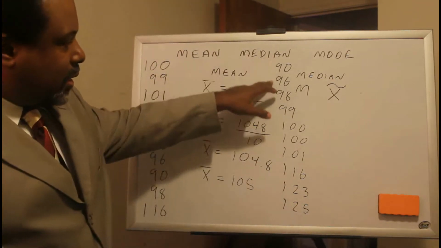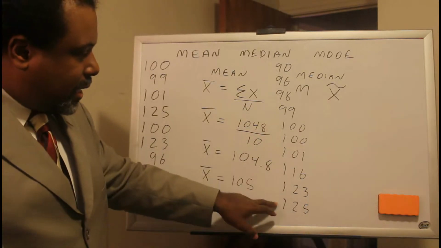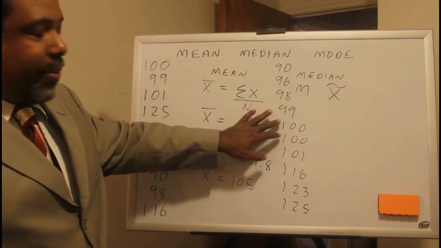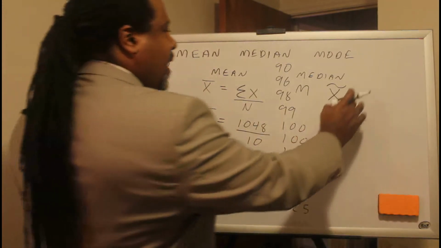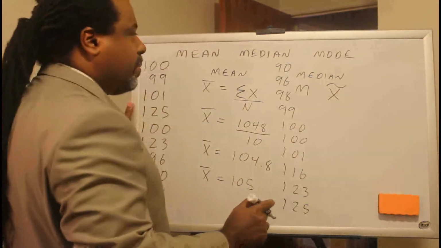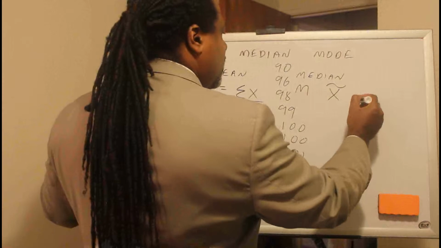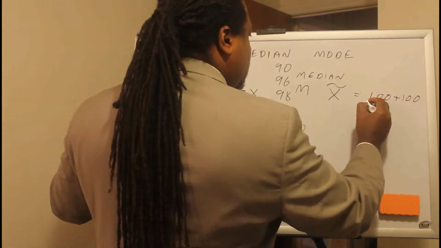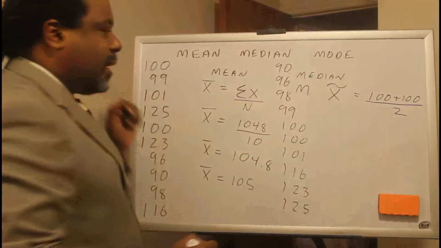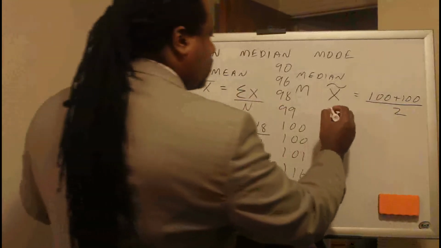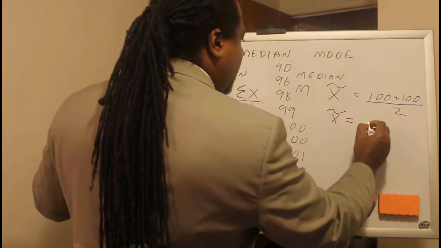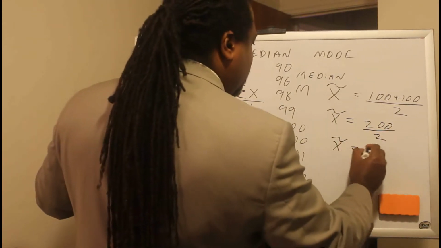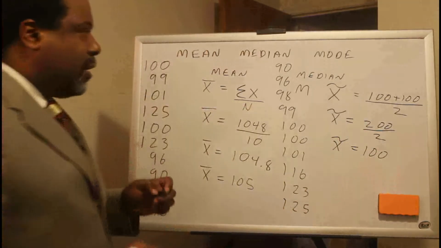So if I take a look, I see that my two middle values, in this case, are both actually the same number. So our formula to find the median is going to be the two middle values divided by 2. So in this case, it's 100 plus 100 divided by 2. And so our median is 200 divided by 2. The median of this data set is 100.